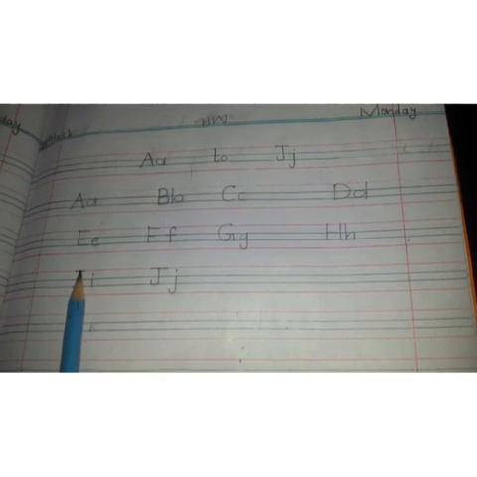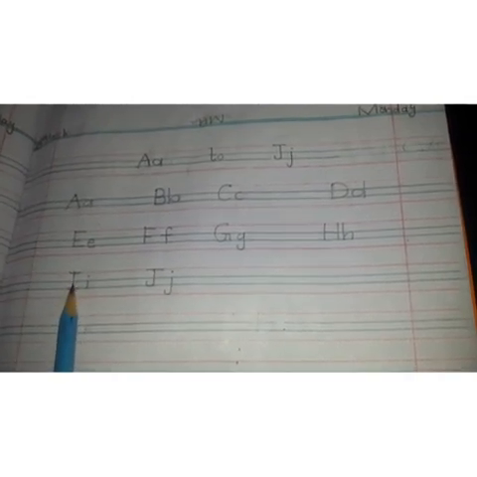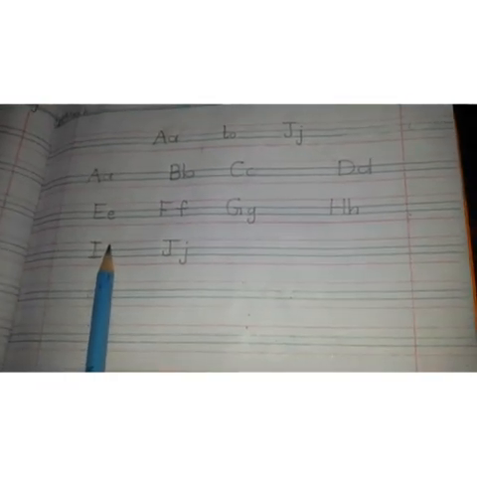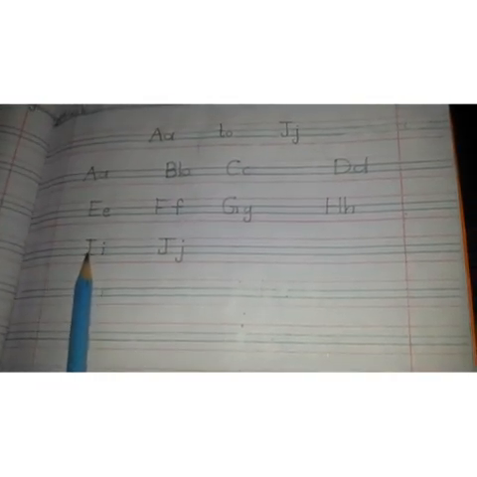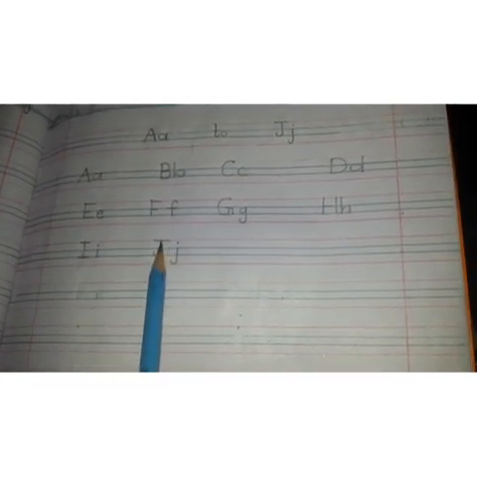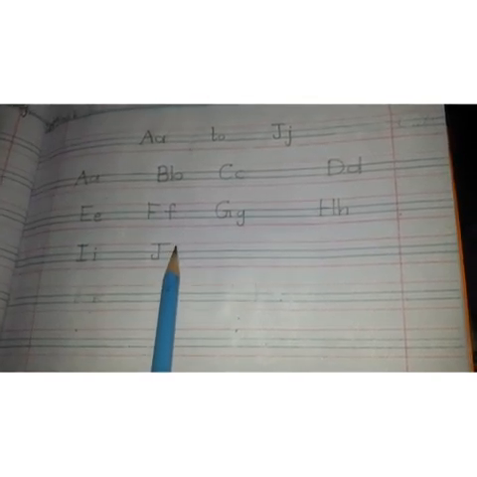Now draw a sleeping line and another sleeping line and a straight line. I. Draw a straight line and drop a dot. I. Now draw a sleeping line and a straight line and make a tail. J. Draw a straight line and make a tail and a dot. J.